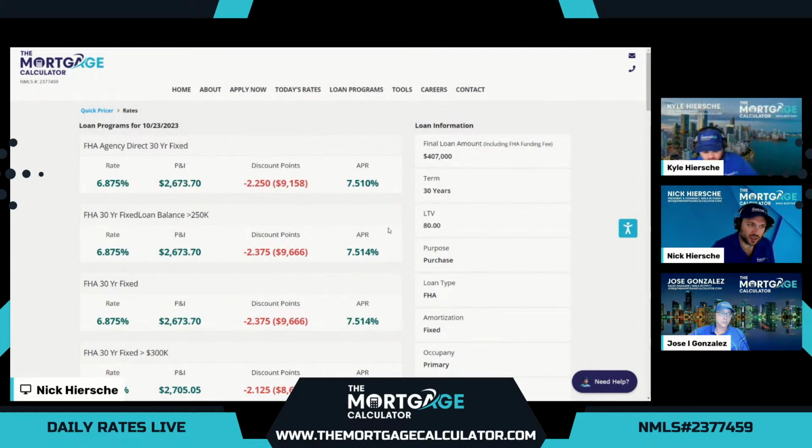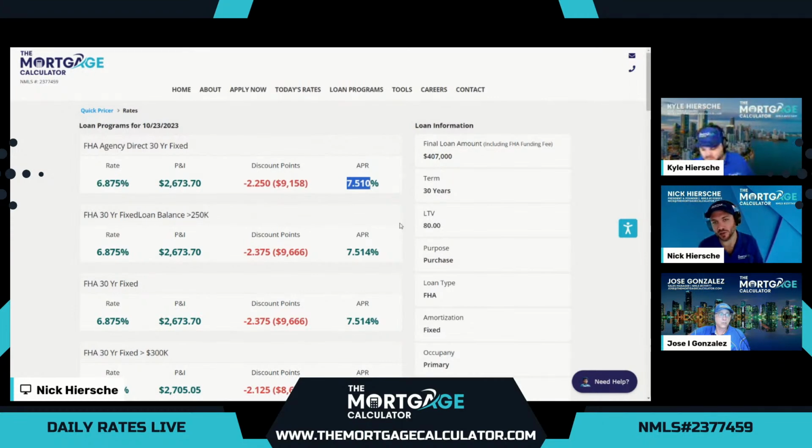I believe this is a touch higher than it was last week. Option here at the top, 6.875 rate, 2.25 discount points and cost, puts the final APR at 7.510. So to compare, the realistic option there for conventional was at 7.7 something here. FHA is a touch cheaper if our customer qualifies for both.